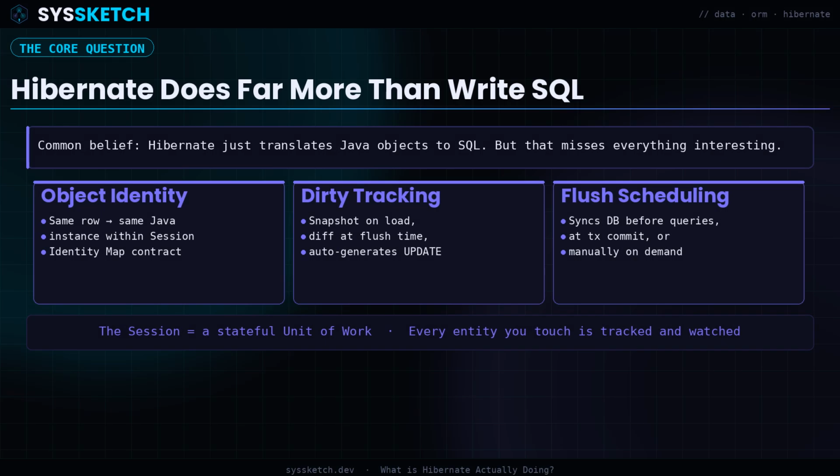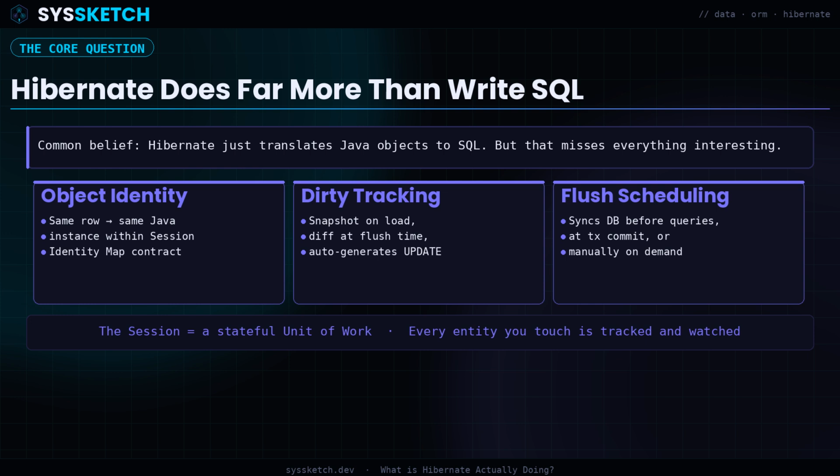So let's start with the core question: what actually is Hibernate? At the surface level, it looks like a convenience wrapper. You write Java objects and Hibernate writes SQL for you, but that framing misses everything interesting. Hibernate is a stateful object graph manager. It doesn't just translate objects to tables, it maintains a live model of everything you've touched inside a unit of work. That model is the session, and understanding the session is the key to understanding everything else.